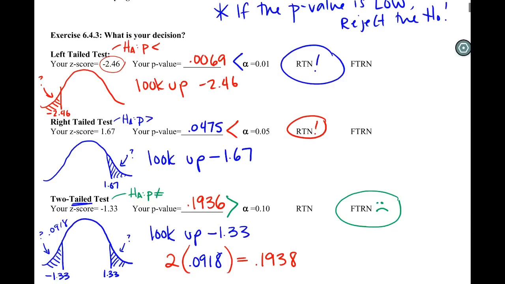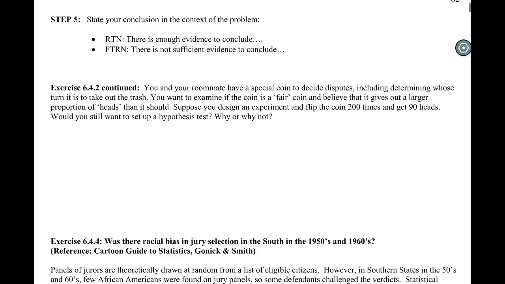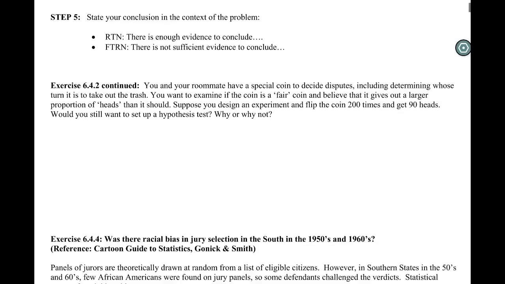Doesn't mean I think it's a fair coin, but I don't have the evidence to prove what I wanted. So there's one final step to do this problem, and that is to state your conclusions in the context of the problem.